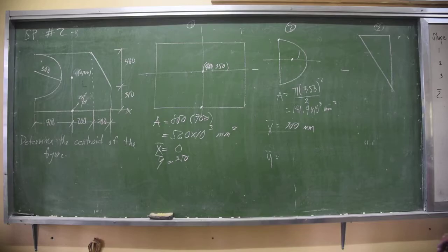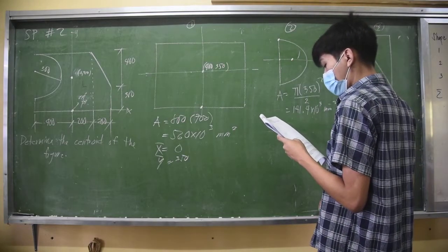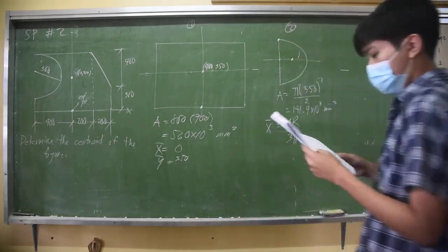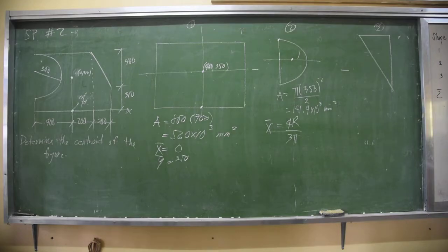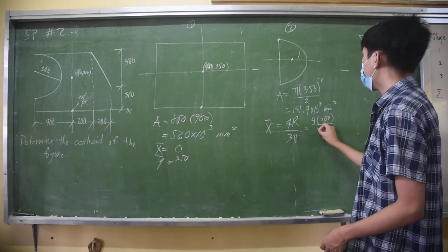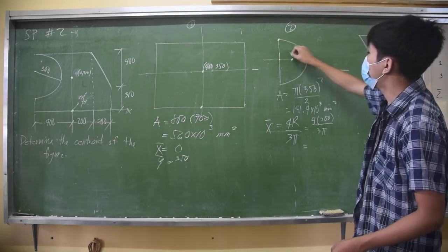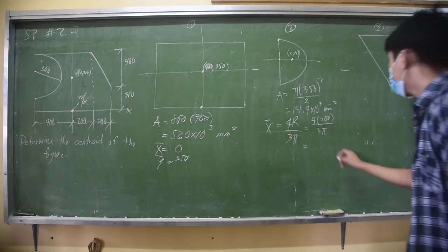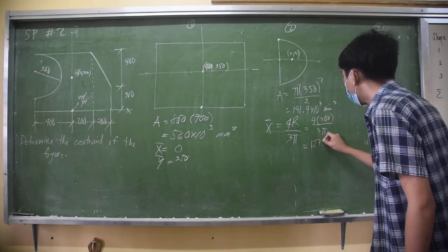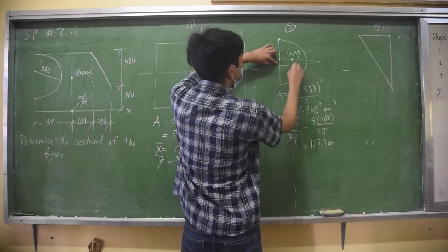Oops, wrong. There is actually a formula I forgot. Where is the formula? Okay. So our formula is this: 4 times 300 divided by 3 pi, that is equal to 127.3 mm. This is our x, then y. So this is the distance x.